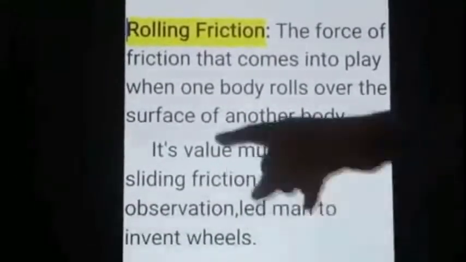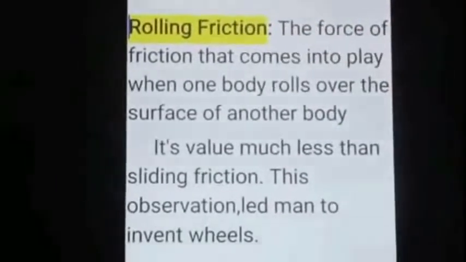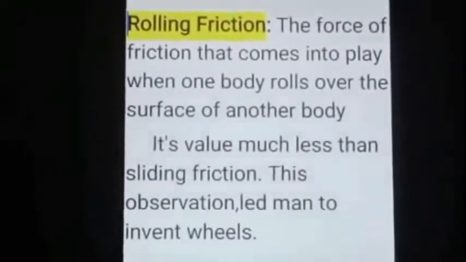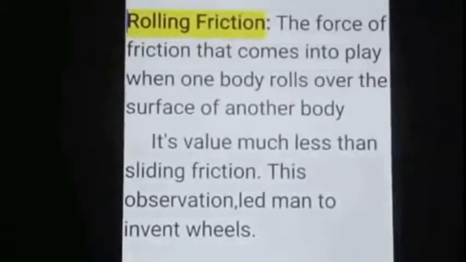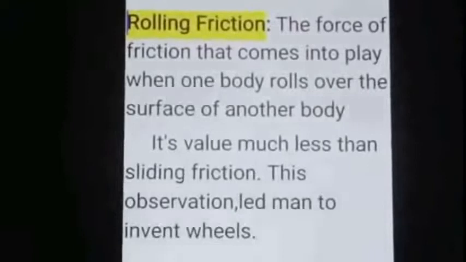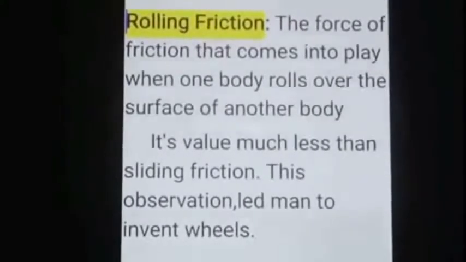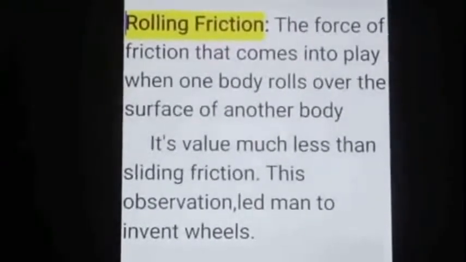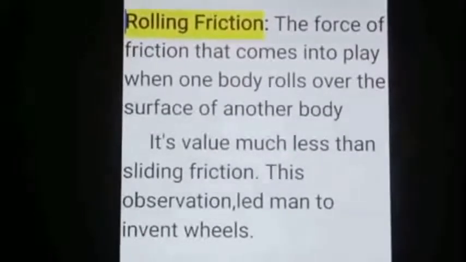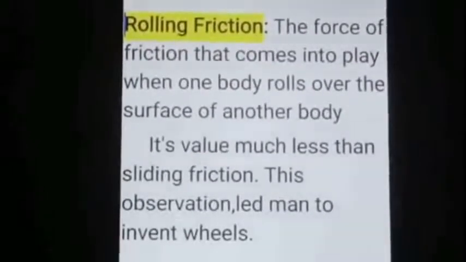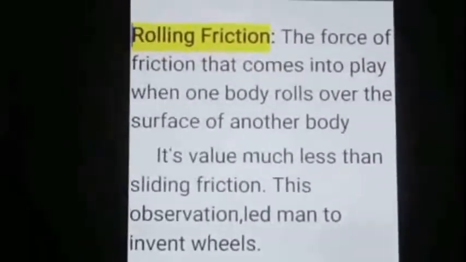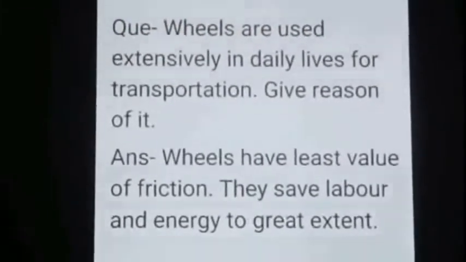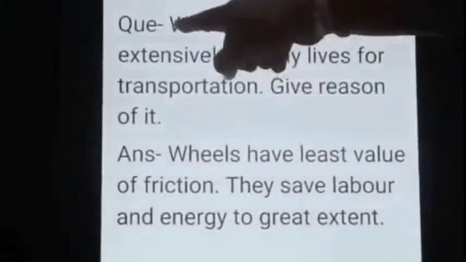Now we discuss the next friction, that is rolling friction. It is the force of friction that comes into play when one body rolls over the surface of another body. Its value is much less than sliding friction. This observation led man to invent the wheel, because rolling friction has a very small value compared to sliding friction.